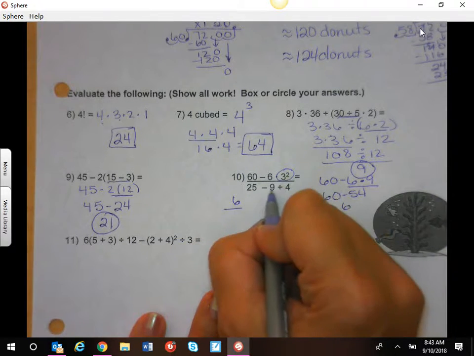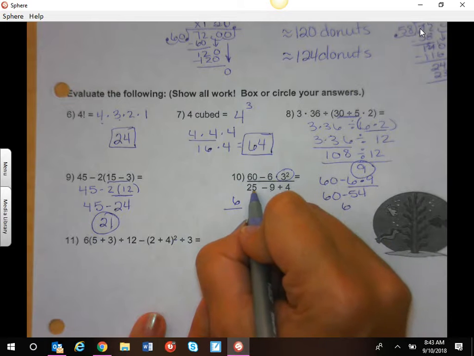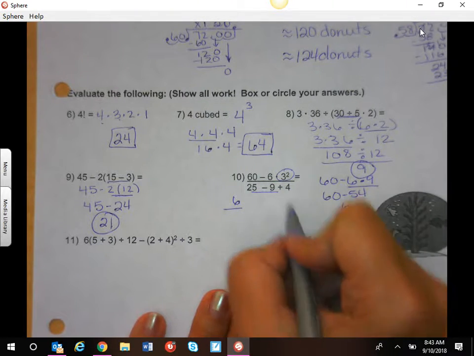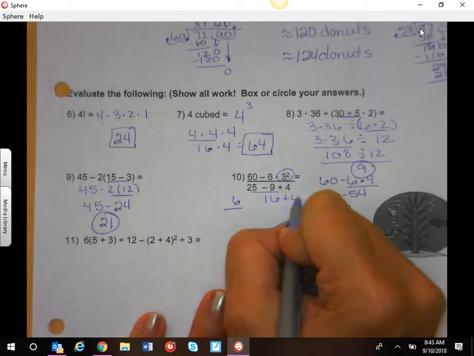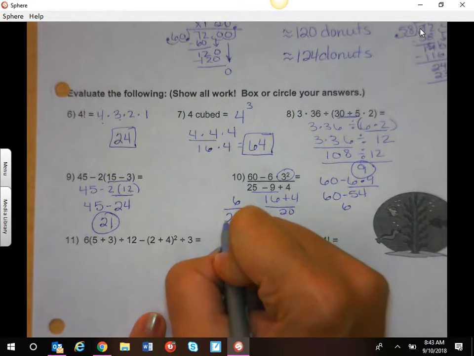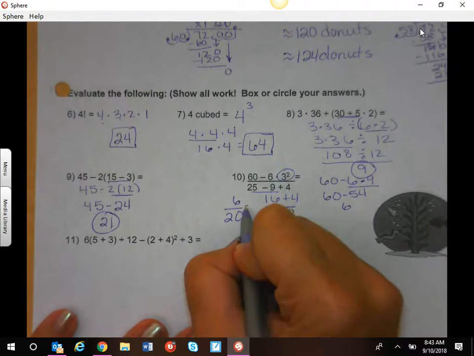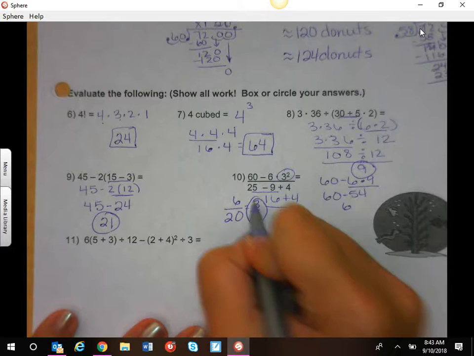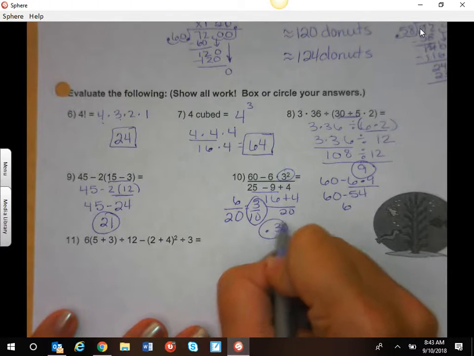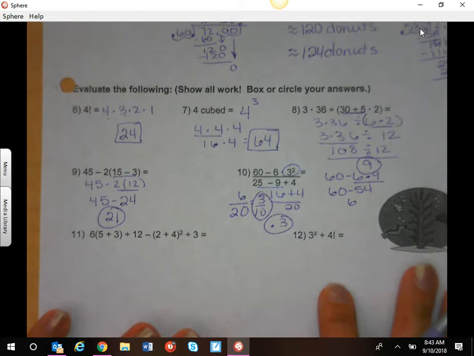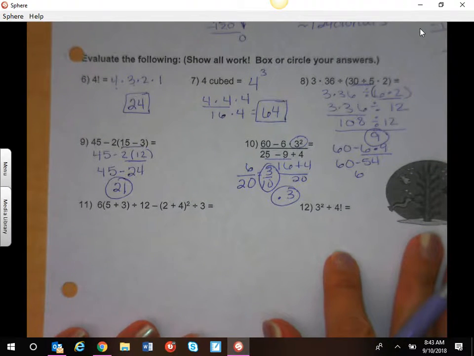And then here, left to right. So I've got minus first. 25 minus 9 is 16. Plus 4 is 20. This is my denominator. And 6/20 can be simplified to 3/10, or I will also take 0.3. So make sure you simplify your fractions. We talked about that when we were doing our division.